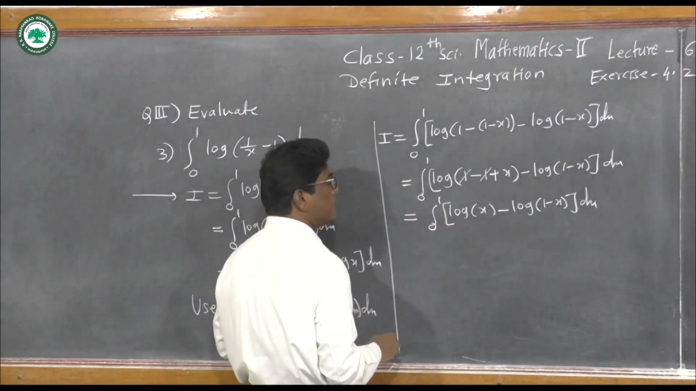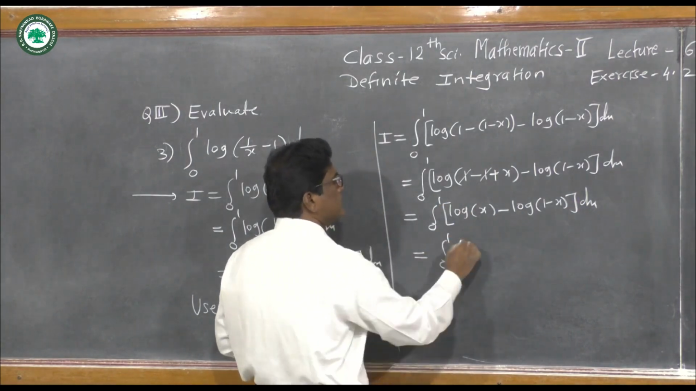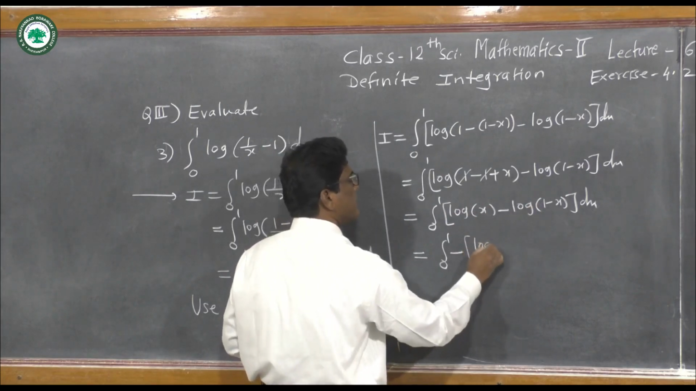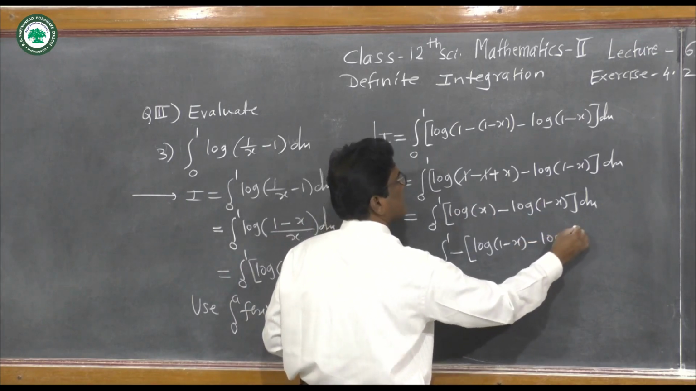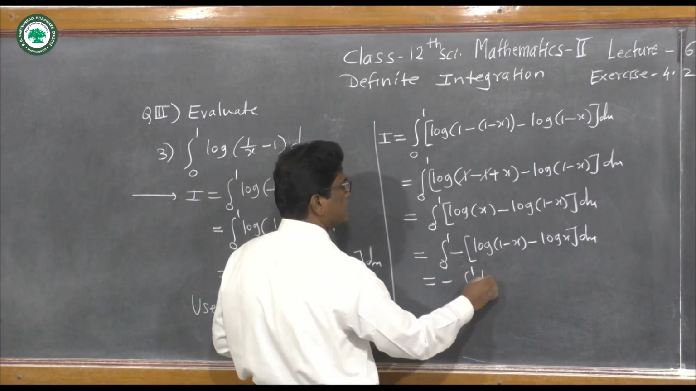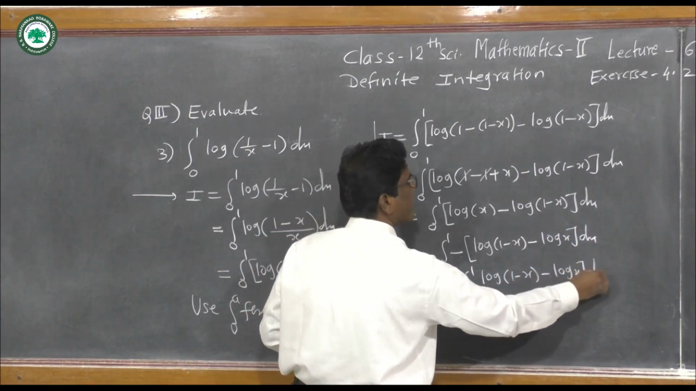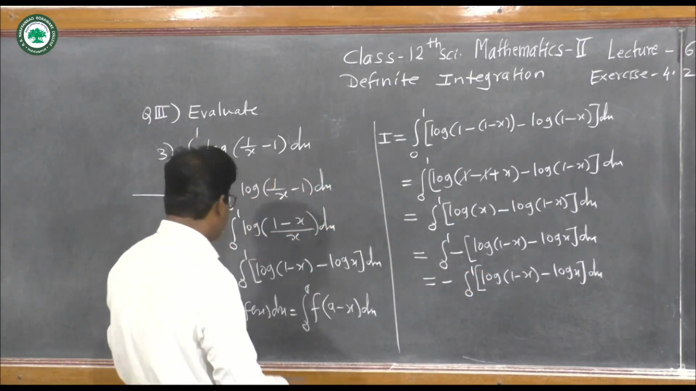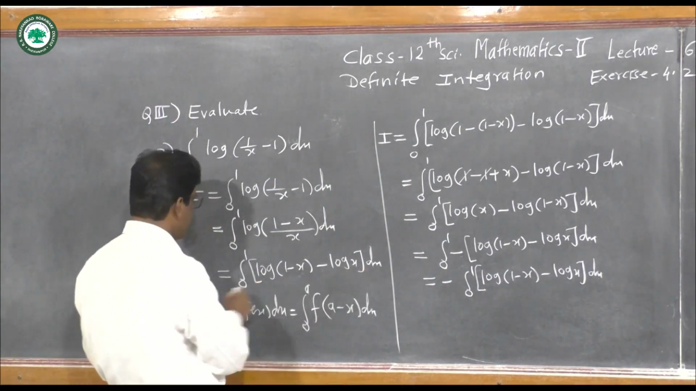Now here take minus sign common. So integration 0 to 1 we take minus sign common. So this becomes minus and this becomes plus. So plus we write firstly, that is log of 1 minus x, and this becomes minus, so minus log of x dx. Take this minus sign outside the integral, minus integration from 0 to 1 log of 1 minus x minus log of x dx. Now see, integration 0 to 1 log of 1 minus x minus log of x dx, this is nothing but I.